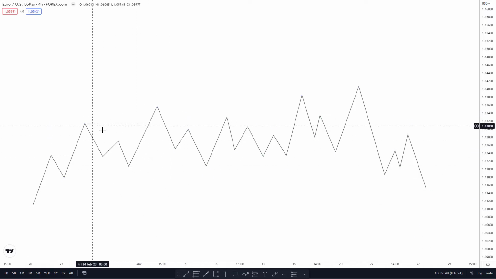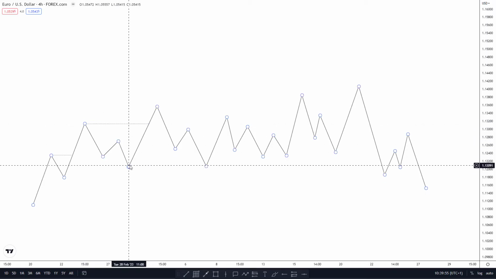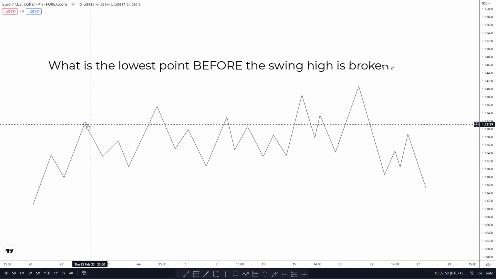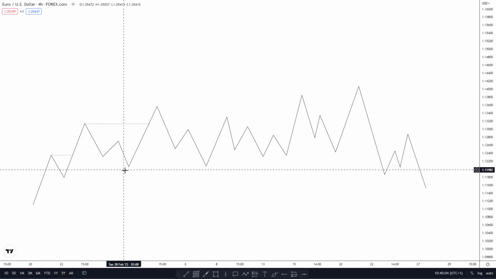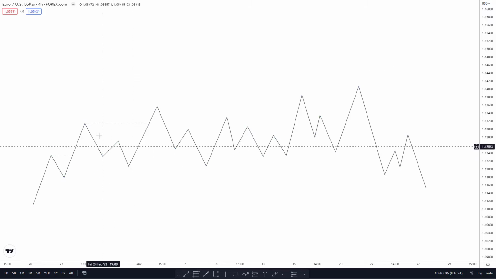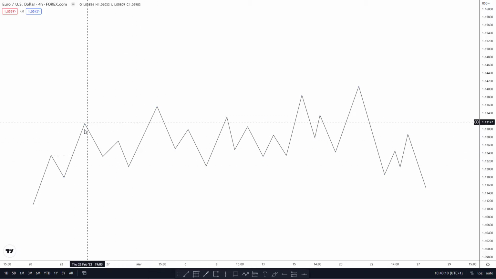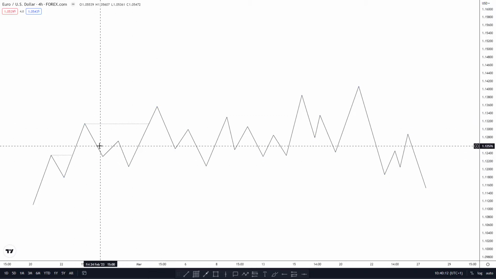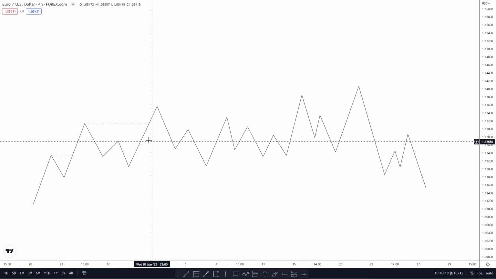So we have our high, we then have low, high, low. What is the lowest point before this high gets broken? Well, this would be the lowest point. So this is a swing low, not this. Nothing was broken here. This is a type of structure, but not something we're going to be getting into in this video, okay? Then what happens? We have a break of structure again, right here.